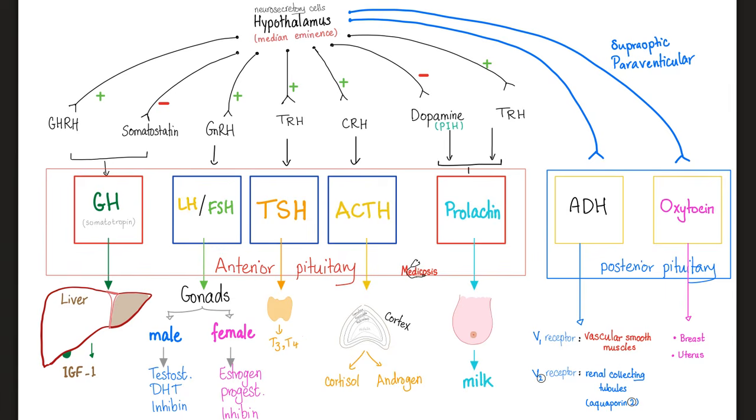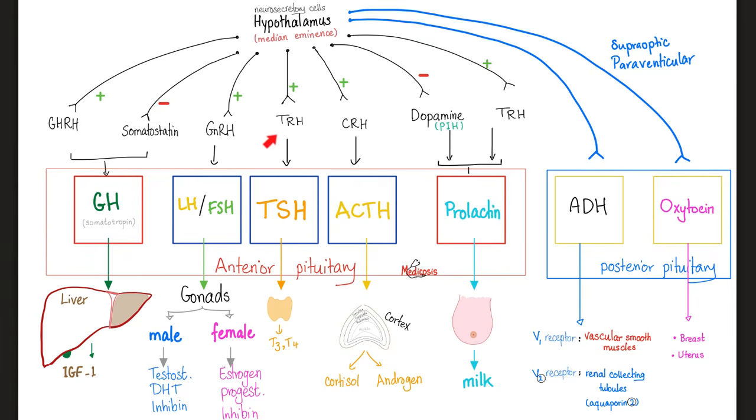Hypothalamus secretes TRH, goes to the anterior pituitary to secrete TSH, goes to the thyroid to secrete T3 and T4. Hypothalamus secretes CRH, goes to the anterior pituitary to tell her to secrete ACTH, which goes to the adrenal cortex, not middle, cortex.